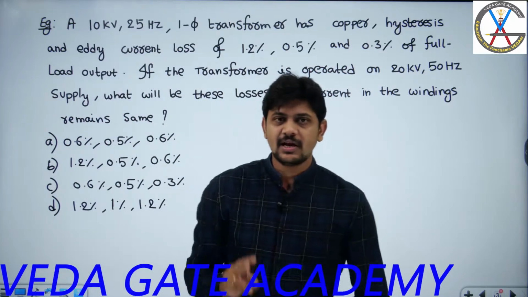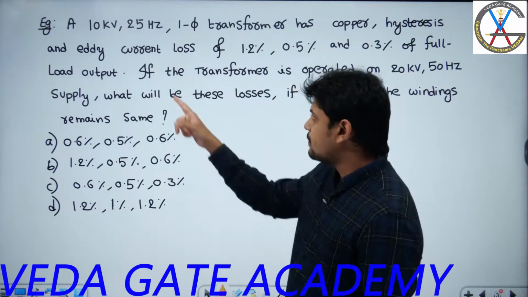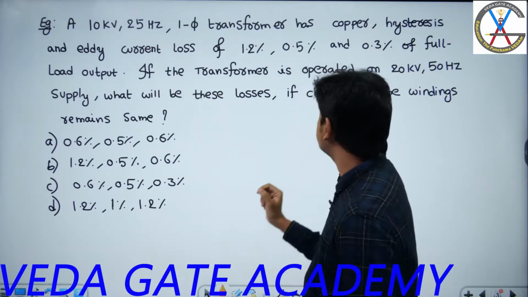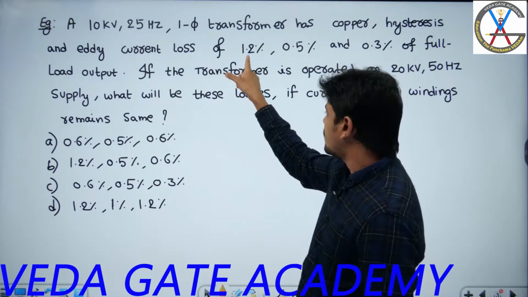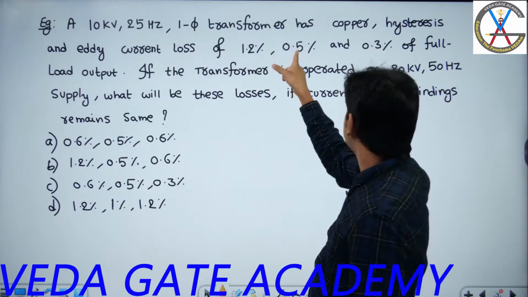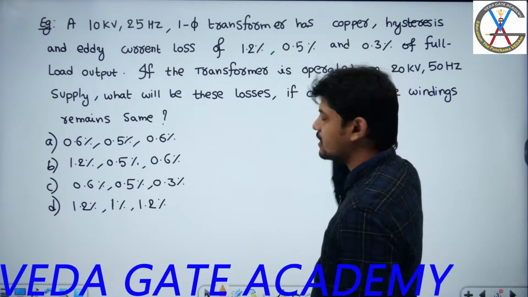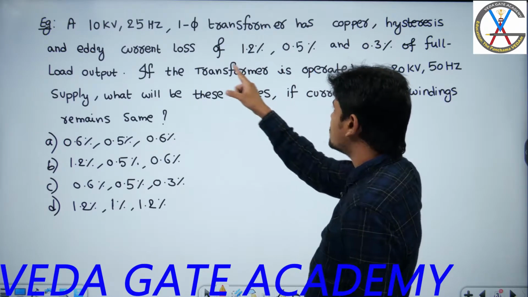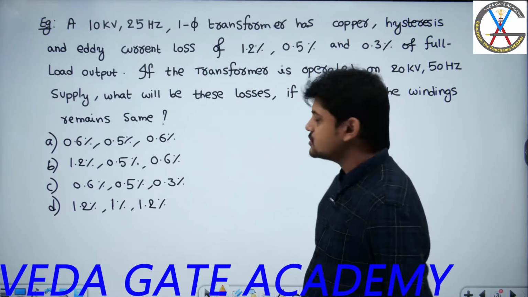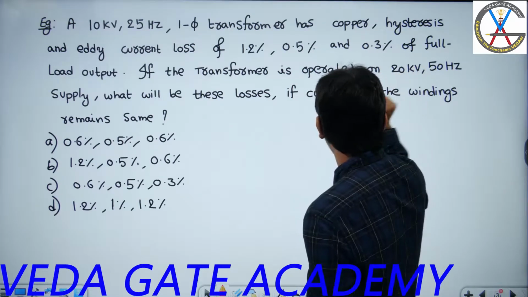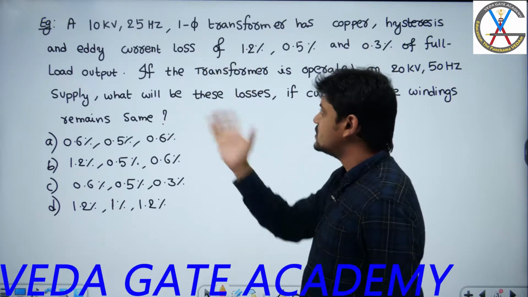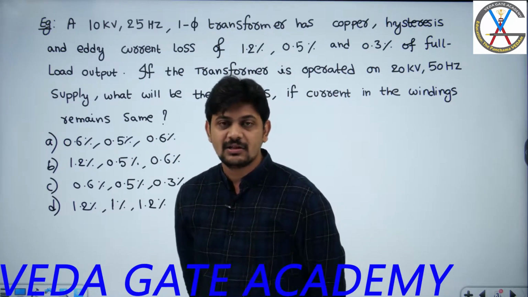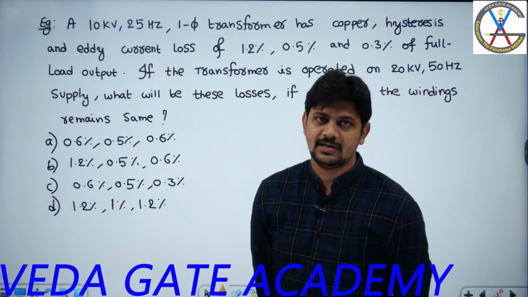Okay, so that means there are two operating conditions in the question. First operating condition is if the transformer is operated at 10 kV 25 Hz, they observe that the copper losses is 1.2% and hysteresis losses is 0.5%, eddy current losses is 0.3% of the full load power. Right? Whereas instead of operating at 10 kV 25 Hz, if you operate at 20 kV 50 Hz, then what will happen to these percentage losses? Because if you see the options, the new values also they have mentioned in percentages, right?